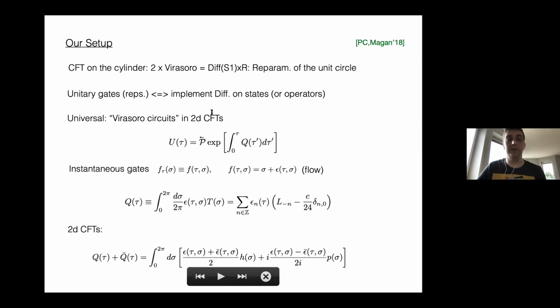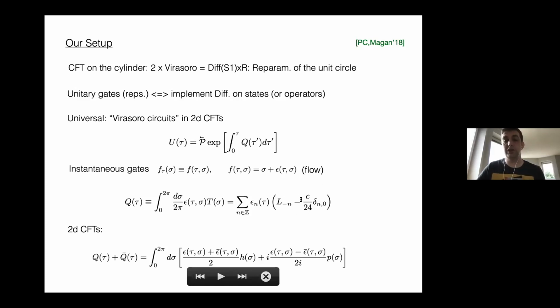And then we can define the Virasoro circuit in two-dimensional CFTs as this path, like in Nielsen, a path-ordered integral of the exponent of some Q, where these instantaneous gates, you can think about some flow of this diffeomorphism defined by this f of tau and sigma. And for each value of tau, we are implementing some f of sigma. And they are infinitesimally implemented by this energy momentum tensor, as I discussed before, and that we can express in terms of the gate. Now, these symmetry gates are the Virasoro generators themselves.